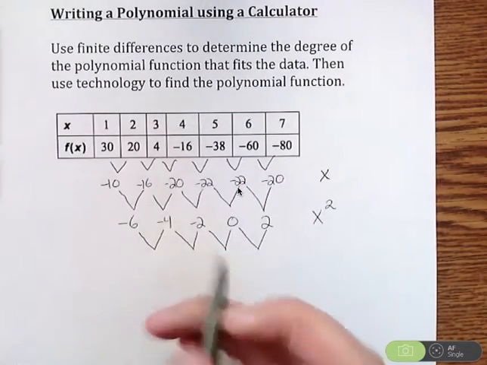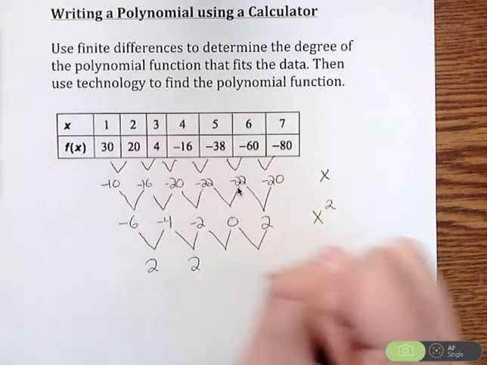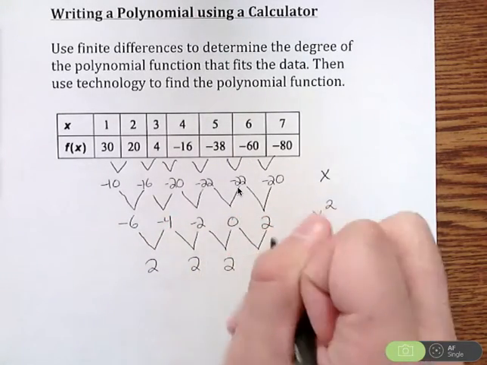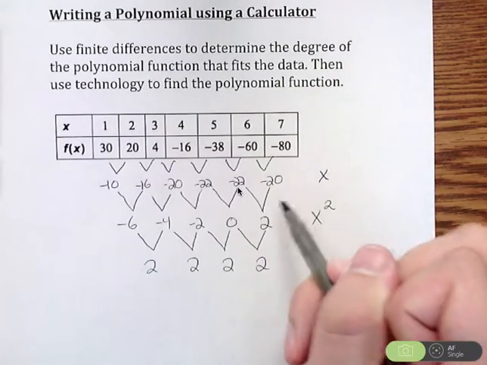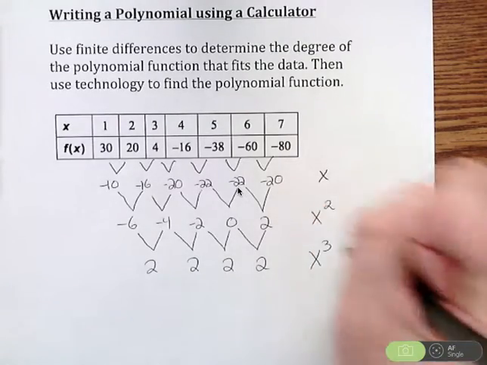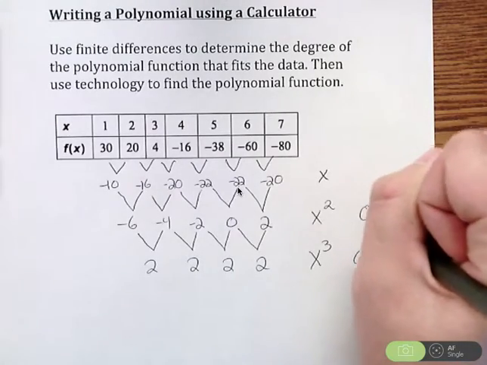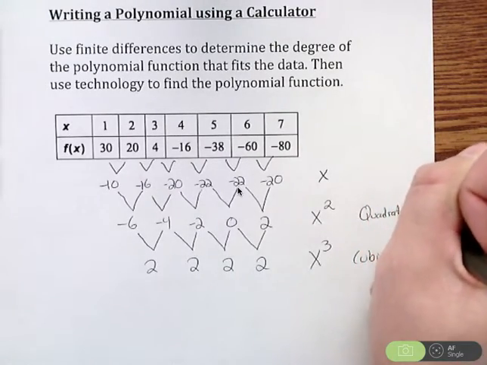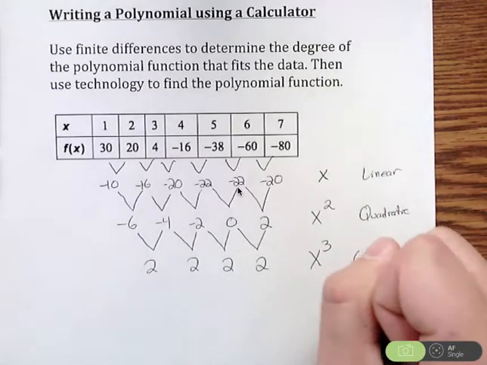So negative 4 minus negative 6 is 2. Negative 2 minus negative 4 is 2. 0 minus negative 2 is 2. 2 minus 0 is 2. So this was the third time I've done this. So the power is now x to the third power, making it cubic. So that's a cubic, that's a quadratic. This would be linear. And if I had to go one more time, it'd be x to the fourth and so on, right?